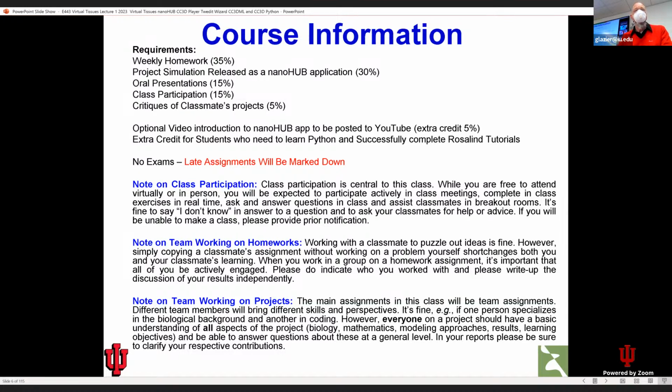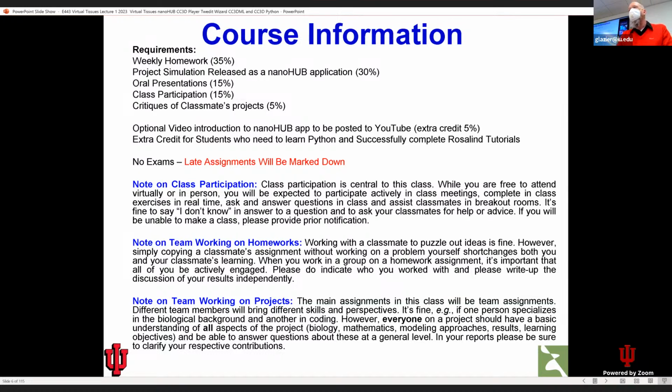On the projects, because we're going to have teams, it's fine if somebody says, gee, I'm an experimental biologist. I've never done coding. I really understand how to read bio papers. Another person says, I've done lots of Python programming, but I don't know any biology. If you work together, that's great.